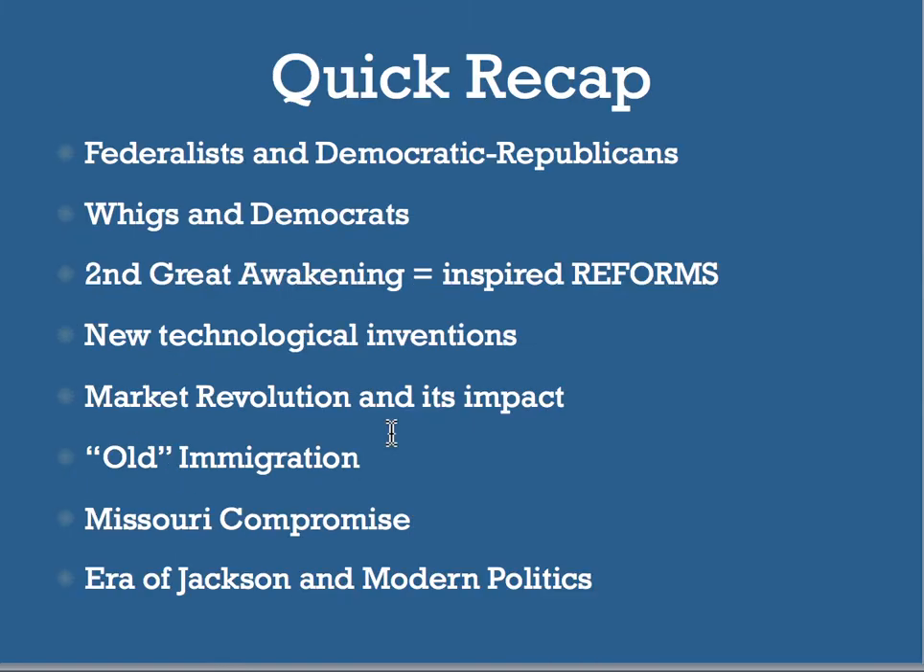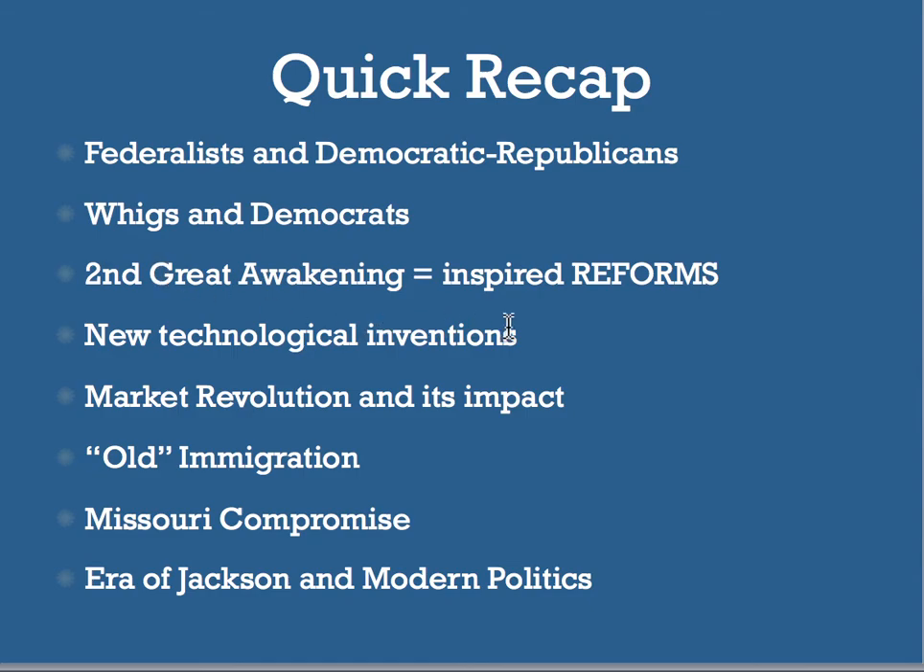Please know it. Cool. So to recap our Period 4, we start our Period 4 with Federalists and Democratic Republicans with the election of 1800. We end our Period 4 with Whigs and Democrats as the Federalists die and the Whigs really rise to take their place as that Democratic Republican Party splits over the presidency of Jackson. We have the Second Great Awakening, which inspires reform movements. That's the big difference from that in the first.